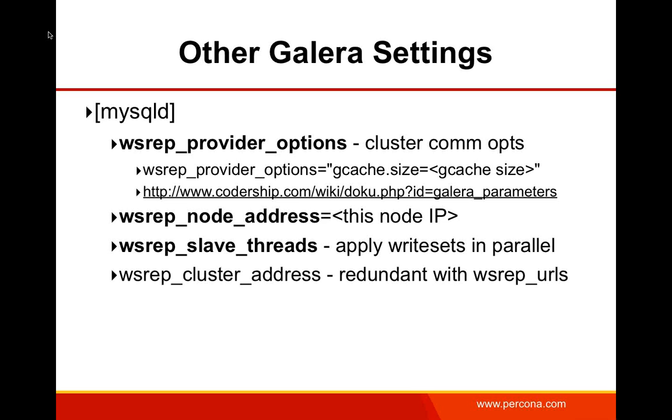Other things you might see or need to be aware of: wsrep_cluster_address. You may have seen this if you played with Galera before. This is another way to tell a node how to connect to the cluster. This just needs to be, again, a cluster node that already is a member of the cluster. This can only be one, whereas wsrep_urls can be a list. So I find wsrep_urls a little more convenient.